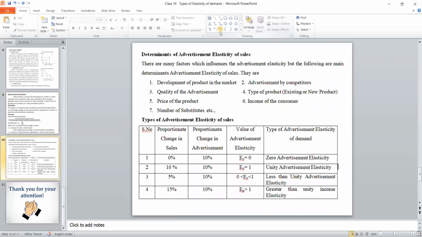So here also there are four types. We call it zero advertisement elasticity when, because of advertising, there is no change in demand. When it is proportionate, then it is called unity. 10% increase in advertisement, 10% increase in demand means it is unity. Suppose 10% increase in investment in advertisement, only 5% increase in demand, then it is less than unity. On the other hand, when 10% advertisement expenditure is increasing, more than 10% change in demand, then it is greater than unity. It is really elastic. So these are the types.